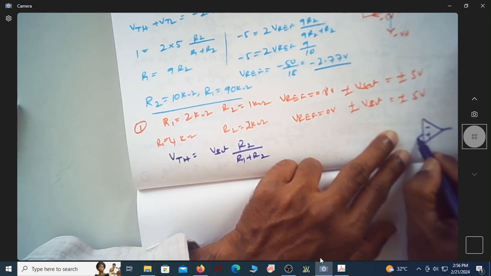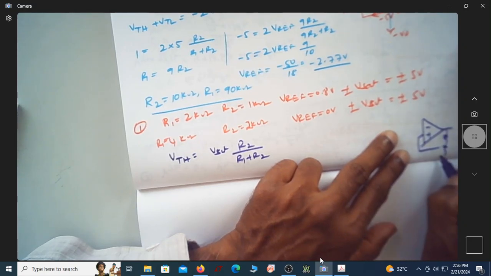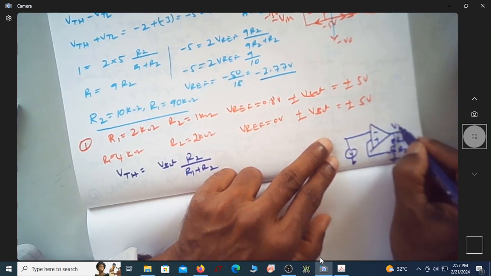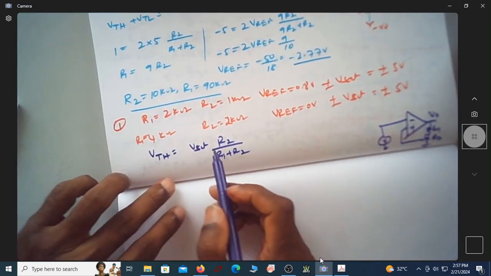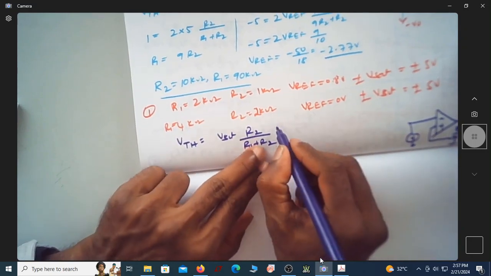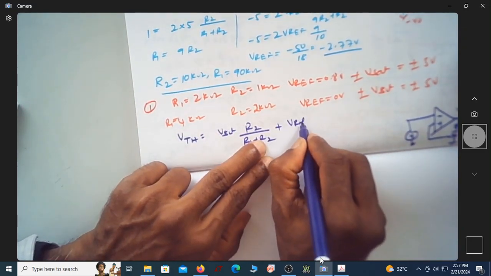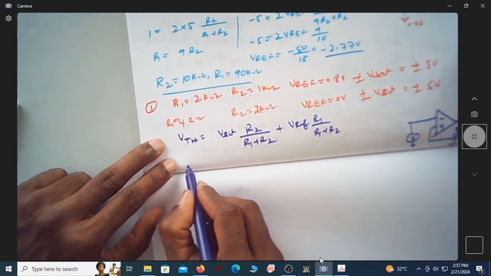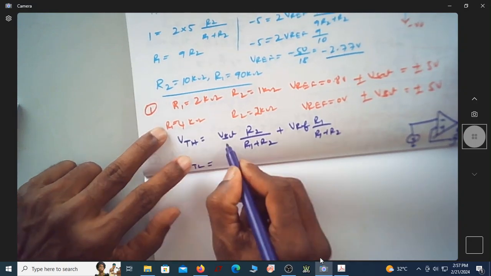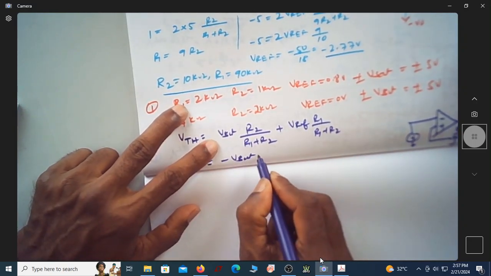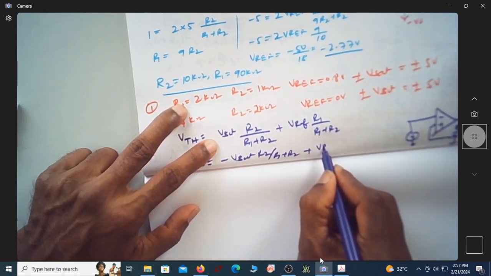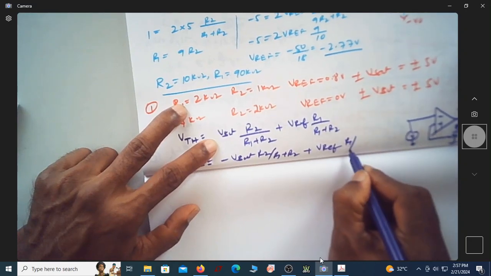This is minus plus. I have this. This will go here. This will go here. This is V reference. This is R1. This is R2. This is my input voltage. So this is V naught. So this is the circuit, and this is the equation: V sat R2 by R1 plus R2 plus V reference R1 by R1 plus R2. And what is VTL? VTL is exactly minus V sat into R2 by R1 plus R2 plus V reference into R1 by R1 plus R2.